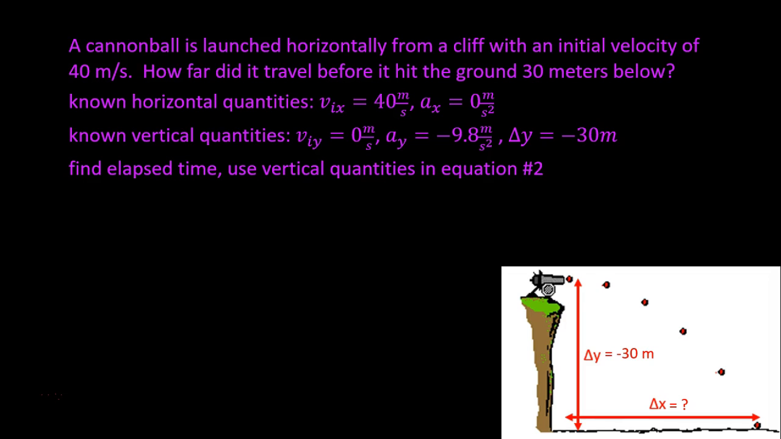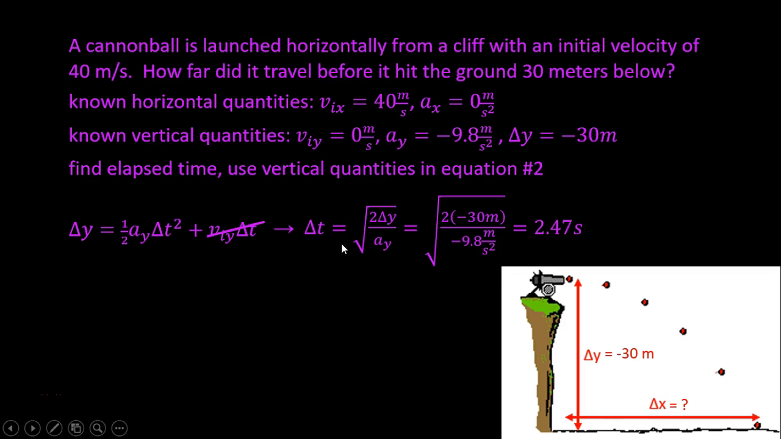Now we want to find elapsed time, and since we were given the vertical displacement, we're going to use our vertical quantities in equation 2. So this is equation 2. Because the initial velocity is 0 in the vertical dimension, we can just cross out that term and not worry about it. When we rearrange it to solve for delta t, we get this form. We go ahead and plug in our displacement and accelerations, remembering to include the negative signs, and we find that it takes 2.47 seconds for the cannonball to reach the ground.